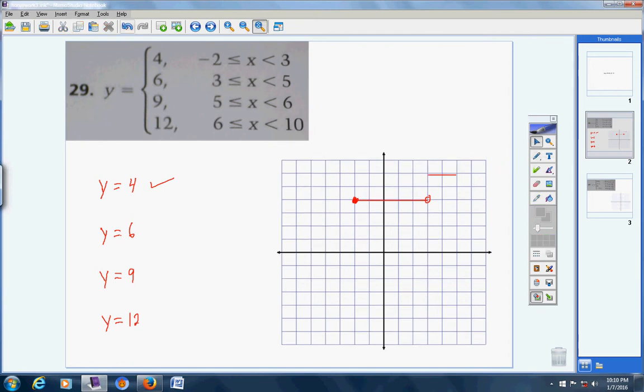Now remember, this point right here will be closed, and this point right here will be open, because there's an equal sign here and no equal sign here. Alright, moving on.